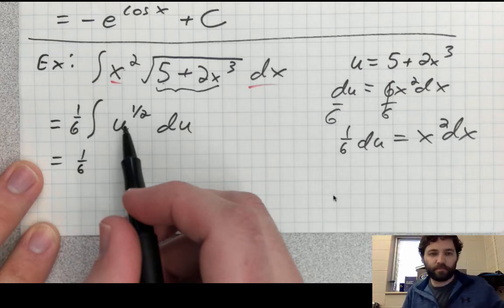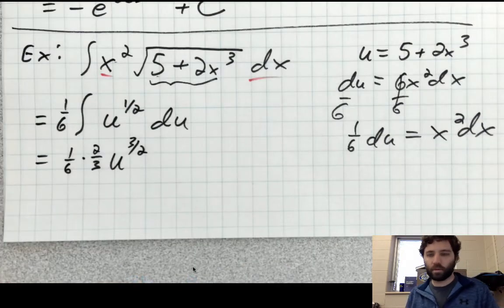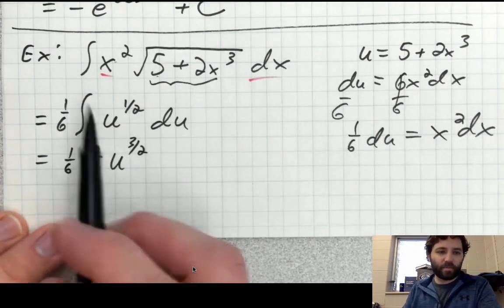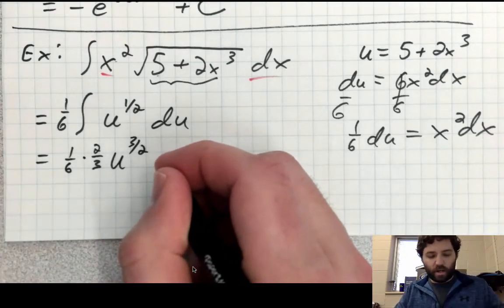in front. My screen has frozen. One moment. And we're back. So anyway, 2/3 u to the 3/2 plus c.